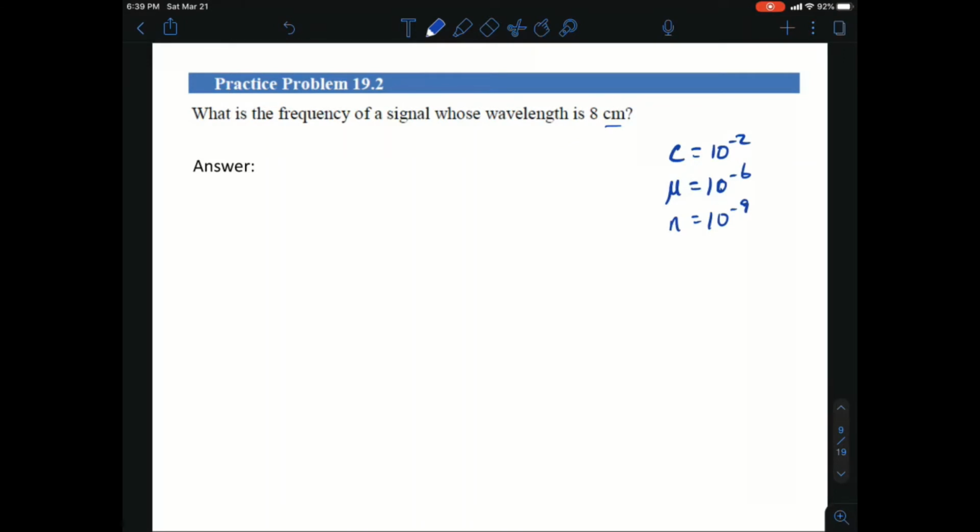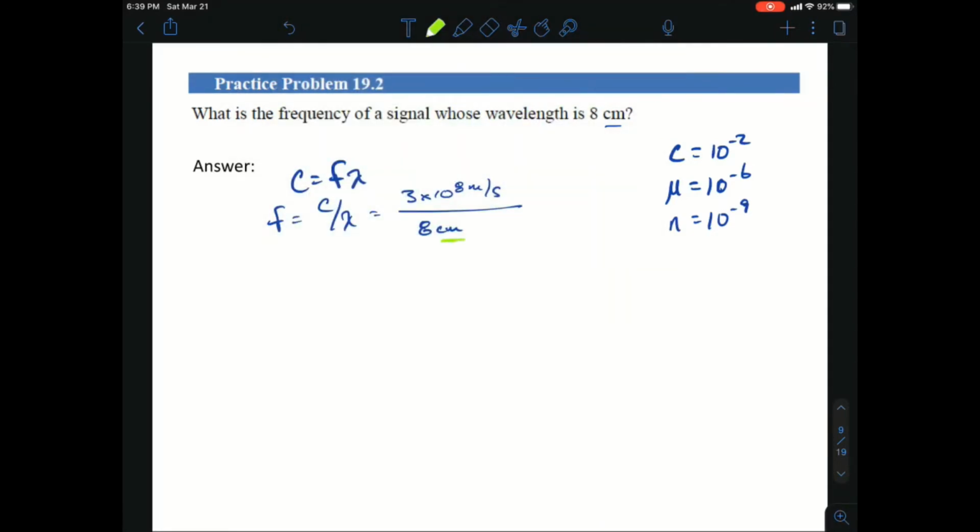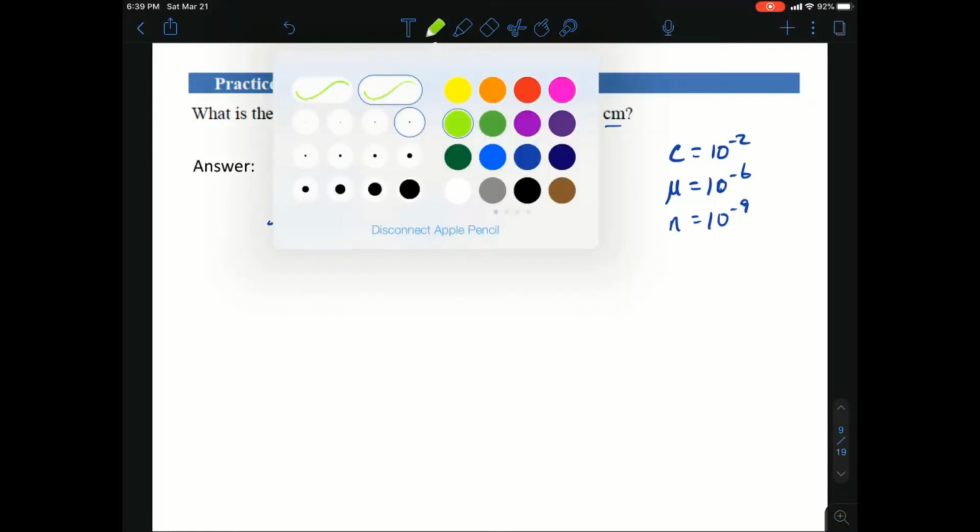Okay, so again, we're going to fall back to our c equals frequency times wavelength. And in this situation, we're actually going to be looking for frequency. So we're going to have frequency by itself, and that's going to be c over lambda. And that is 3 times 10 to the 8th meters per second divided by 8 centimeters. And we're going to have to convert this centimeters into meters before we can actually do anything. So let's go ahead and do that now.